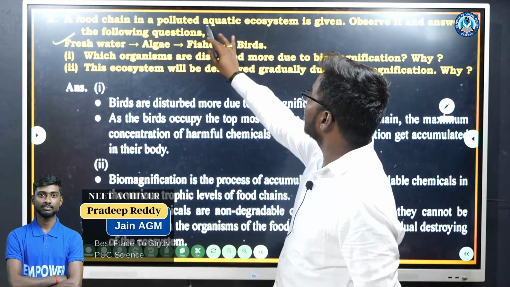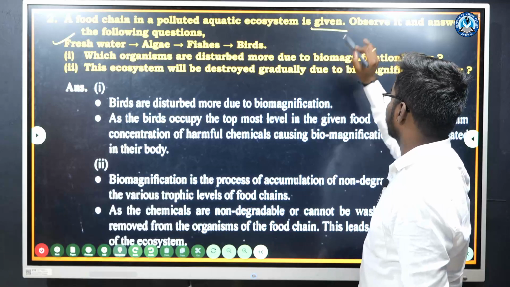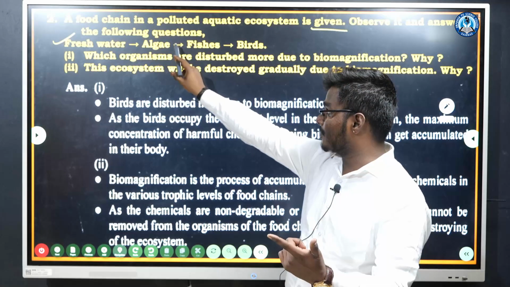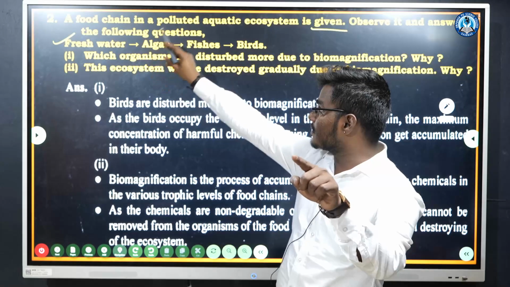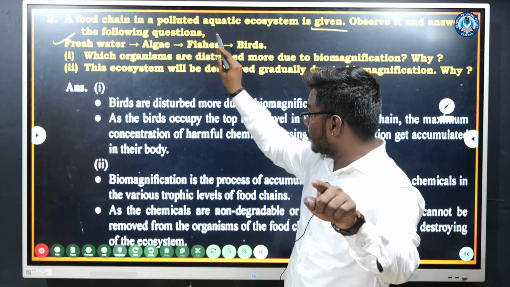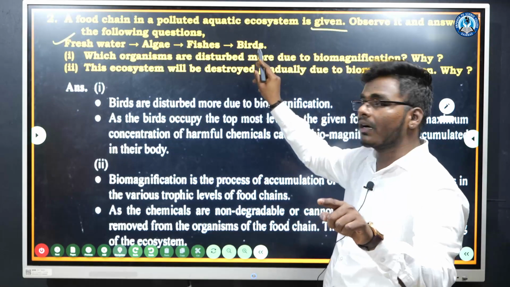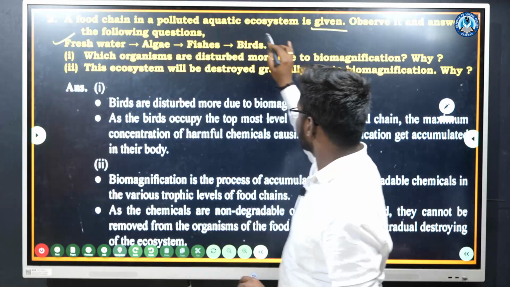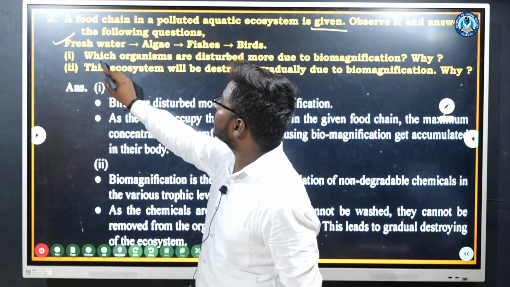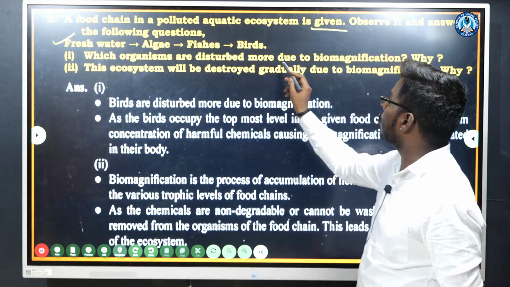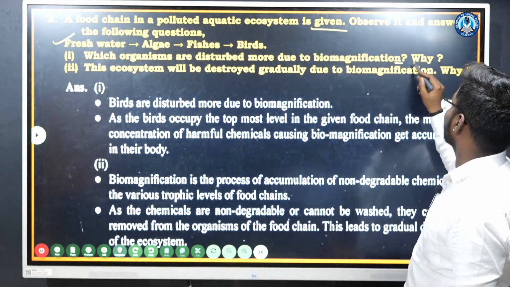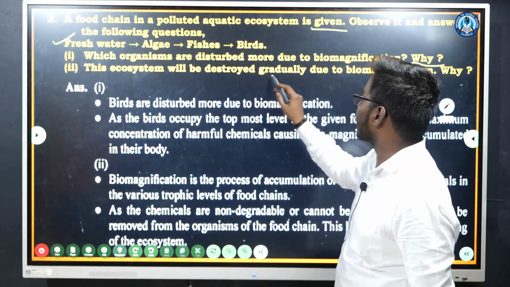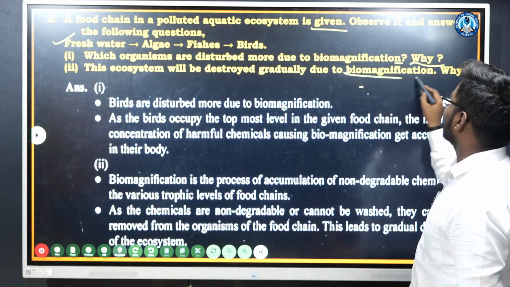A food chain in a polluted aquatic ecosystem is given. Okay, that is the fresh water, which feeds the algae. Algae in return is eaten by the fishes. Fishes in turn are eaten by the birds. Now, this is the first question. Which organisms are affected more due to biomagnification and why? Next is, this ecosystem will be destroyed gradually due to biomagnification.